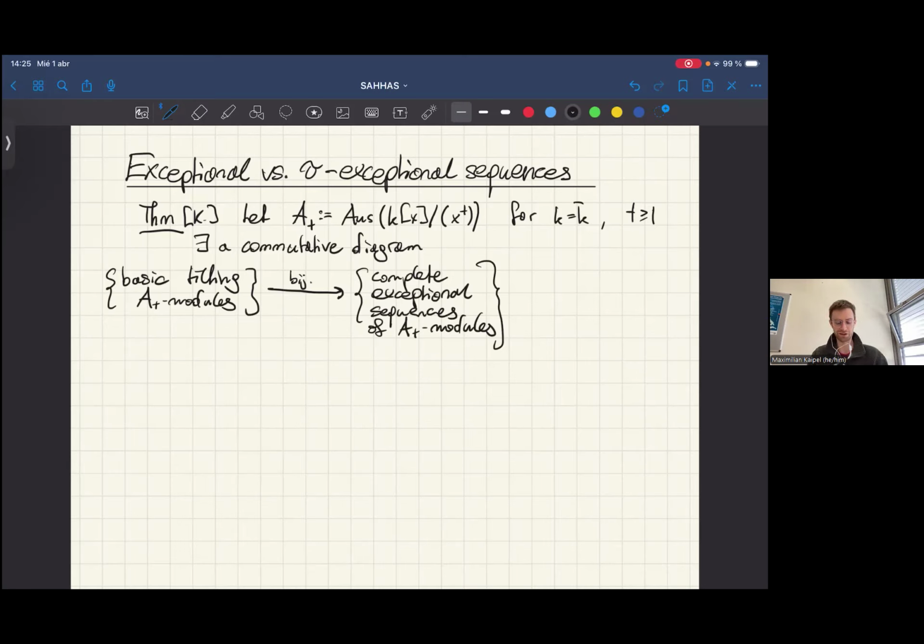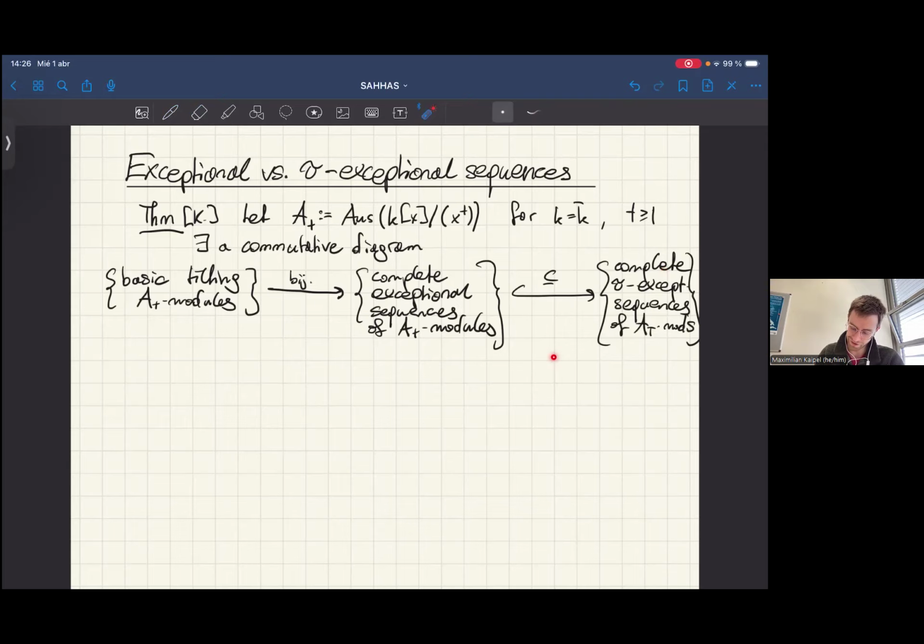I think this bijection was already known. The first new result is that these form a subset of the set of complete tau exceptional sequences of A_t modules. Okay, just about squeeze that on there. So this inclusion, I think, is the first half of this new result, and so far it's not really a commutative diagram.